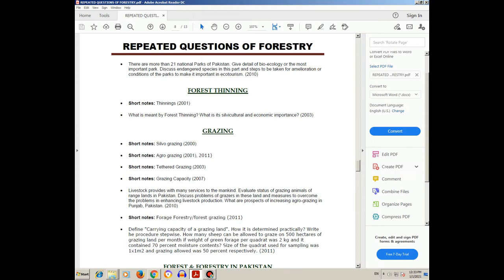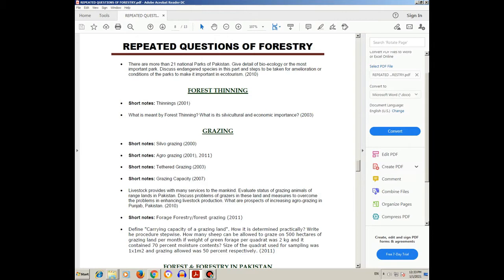2010 Forest Thinning. Short Notes, Thinnings. 2001 What is meant by forest thinning? What is its silvicultural and economic importance? 2003 Grazing. Short Notes, Silvograzing. 2000 Short Notes, Agrograzing. 2001 2011 Short Notes, Tethered Grazing. 2003 Short Notes, Grazing Capacity.